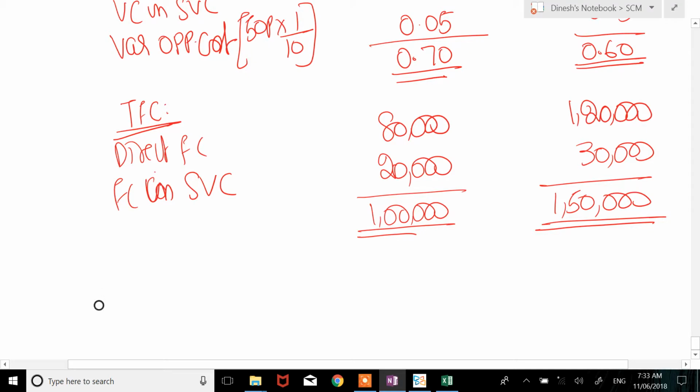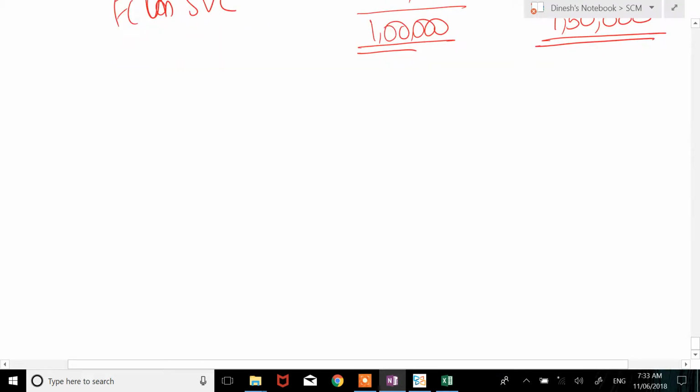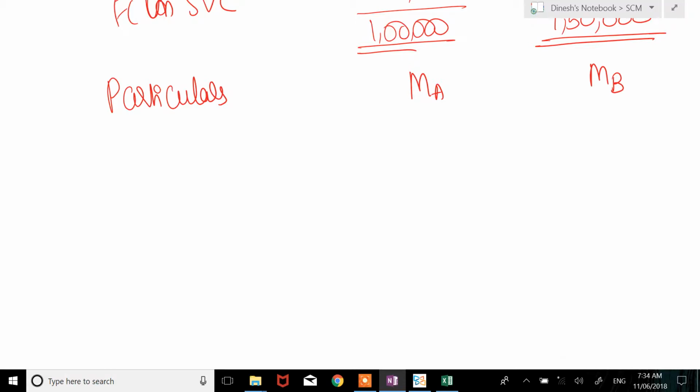Particulars and 2 methods. Now write what are the levels they have given. 5 lakh copies.